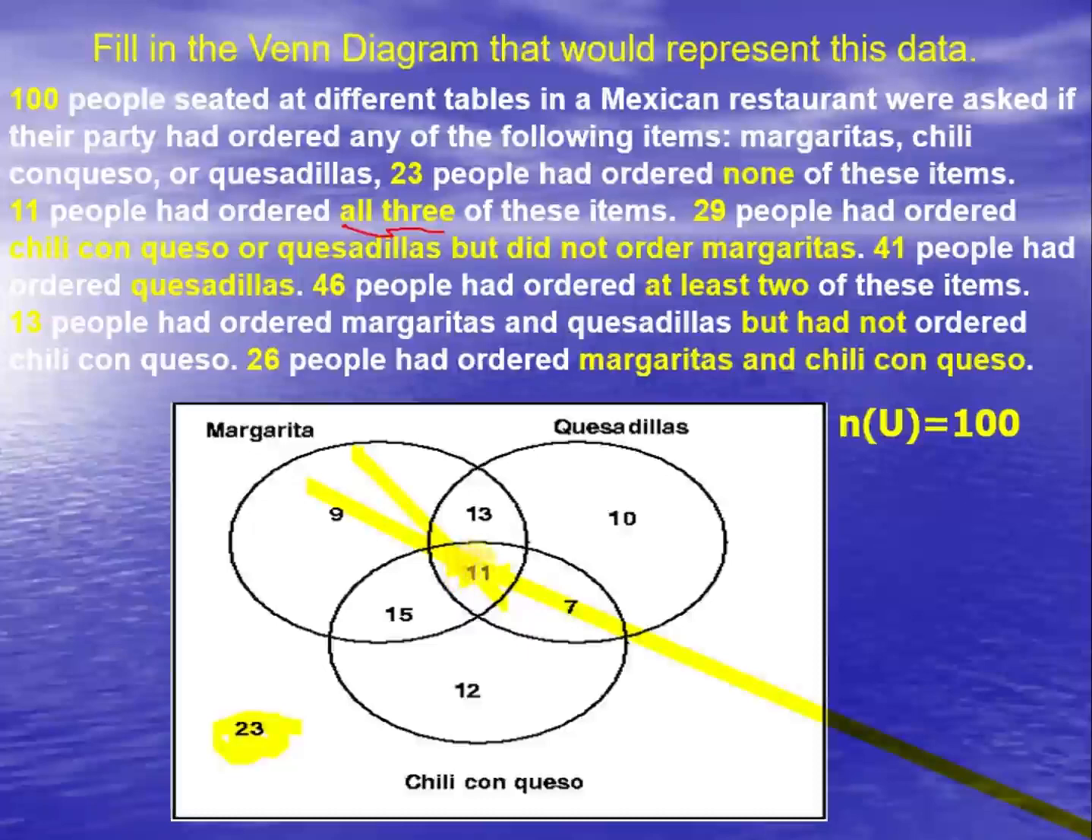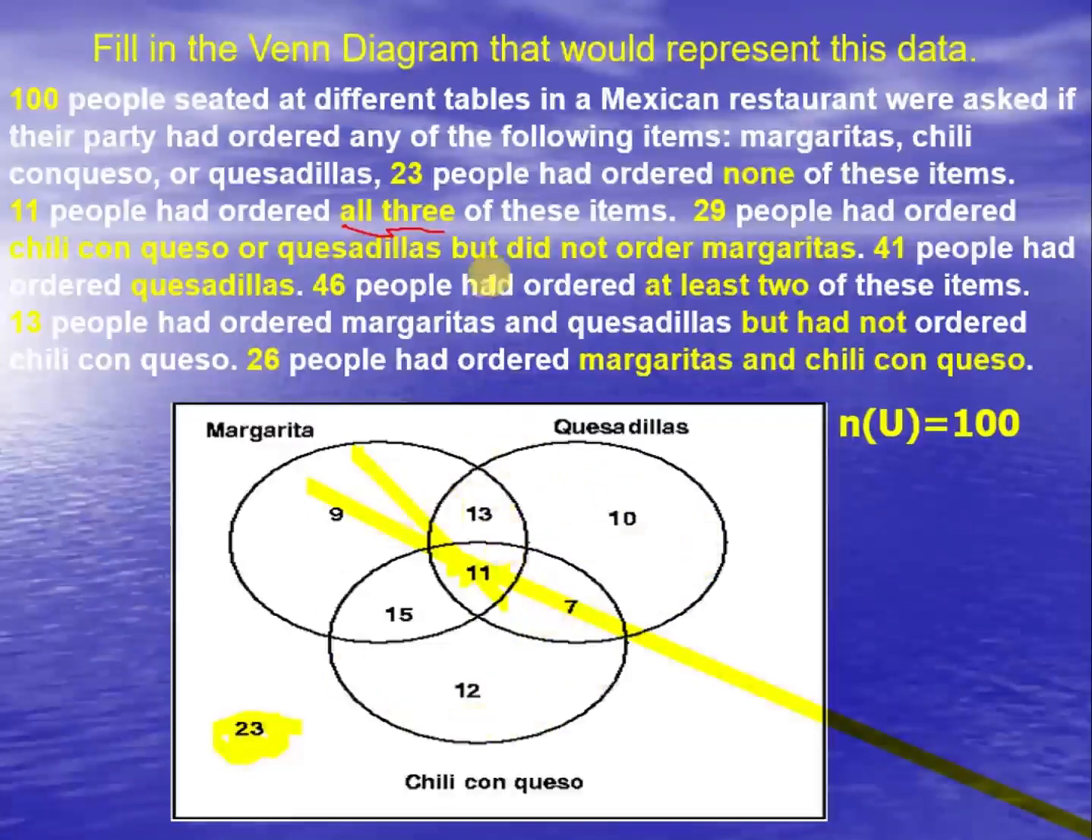Okay. Now we go ahead, and that 29 people had ordered chili con queso or quesadillas. And I explained earlier on what "or" means. "Or" means we are putting them together. So 29 people had ordered chili con queso or quesadillas. So you are adding chili and this one together. So that is the whole of this circle and the whole of this circle. But let's continue.